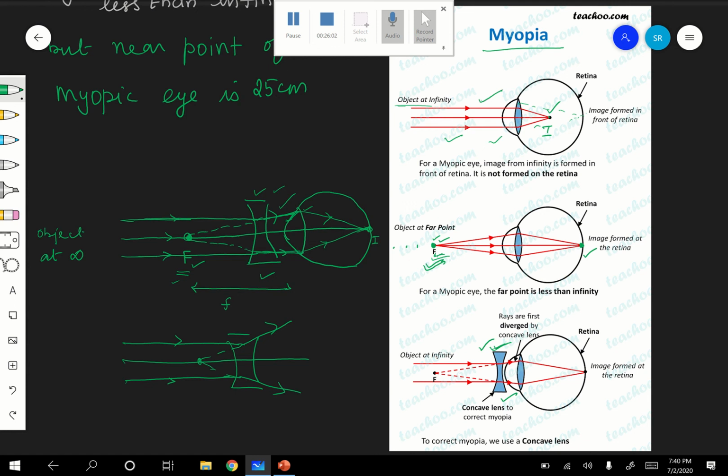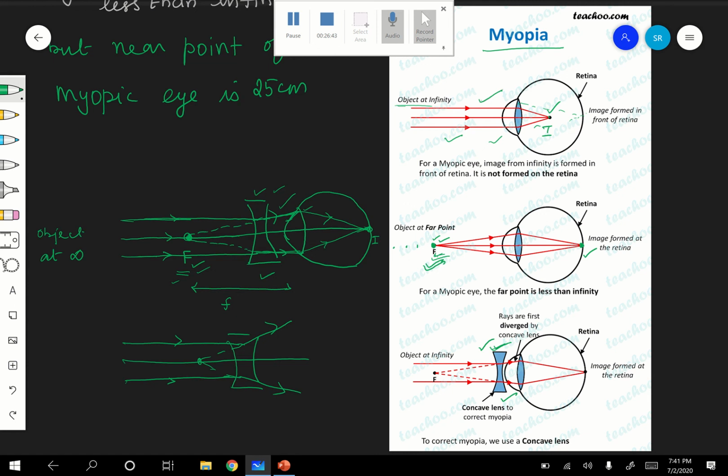So now it gives you some appearance. The object is not at infinity, but the object is at F only, which is comfortable. The object is brought from infinity to F. It gives you that appearance, as if the object is not at infinity, but it is only at F, which is the far point of a myopic eye. Therefore, the myopic eye does not have any problem now. It forms a very clear image on the retina. Are you following? This is very, very important.